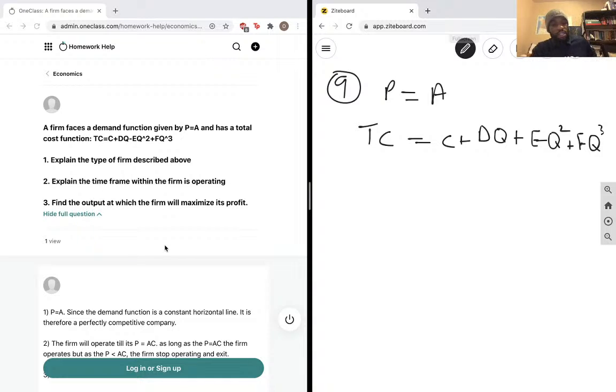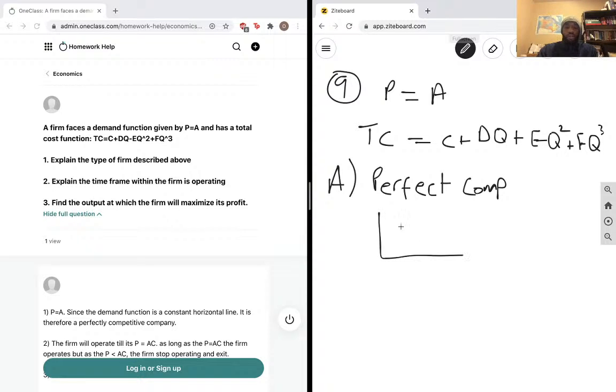P equals A. Since the demand function is constant and it's a horizontal line, it is therefore a perfectly competitive company. So a perfect competition. And again, we could tell this because the demand curve is a straight line.